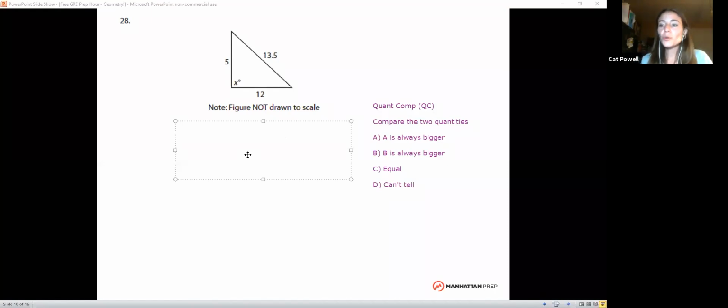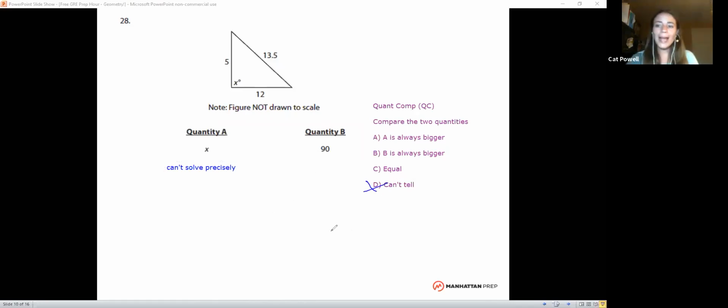So it looks like it's 90 degrees here, but we wouldn't want to assume that because it's not drawn to scale. So here, I think answer choice D is tempting because I'd say like, oh, I can't solve precisely. However, answer choice D is not right. And a lot of people chose a different answer. So why is it that I can't solve for X, but I can answer this question? What's the other piece of information that's helpful here?